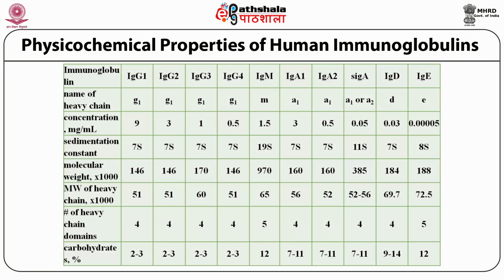This table at the end summarizes the physicochemical properties of the various human immunoglobulins. It is to be noted that all immunoglobulins are glycoproteins. IgM is the largest immunoglobulin. Its multivalency makes it a very effective cross-linking immunoglobulin.